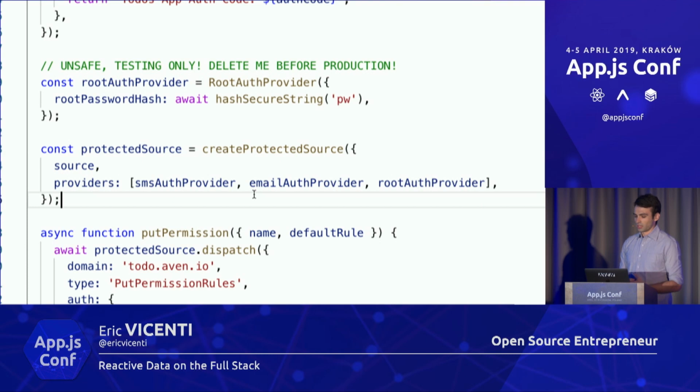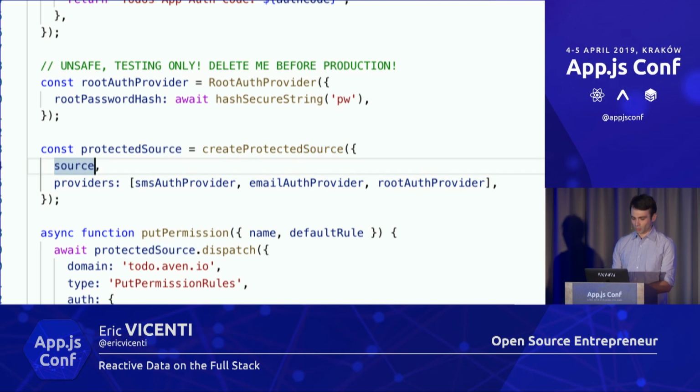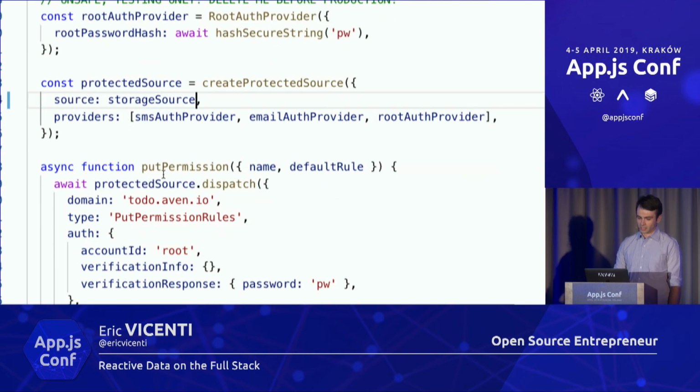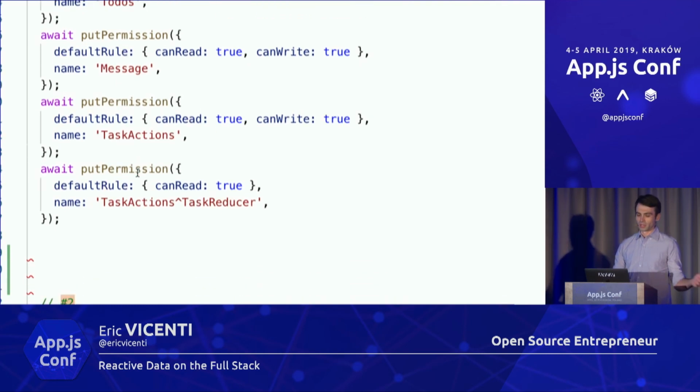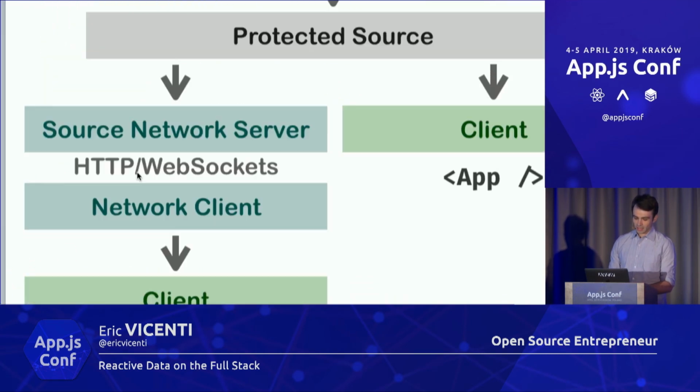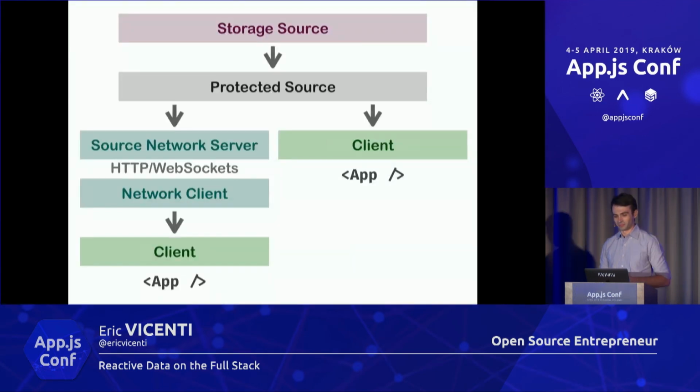We're creating our protected data source here. This is the thing that's actually going to be performing authentication, and this is what we're going to want to pass downstream so that anyone can access this, but still have to go through the authentication and permissions. So here we're providing the source, which would be the storage source, and we've got our various providers. Here there's a little utility that helps put the permissions. Here we're putting permissions that are going to be used in the demo, but you don't have to worry too much about that. Or not right now, because the protected source is still something that's heavily under development.